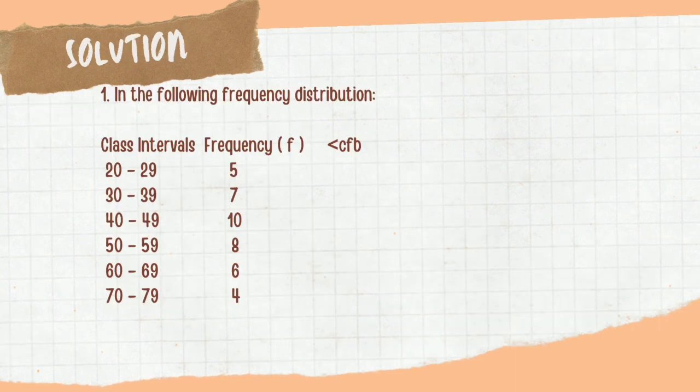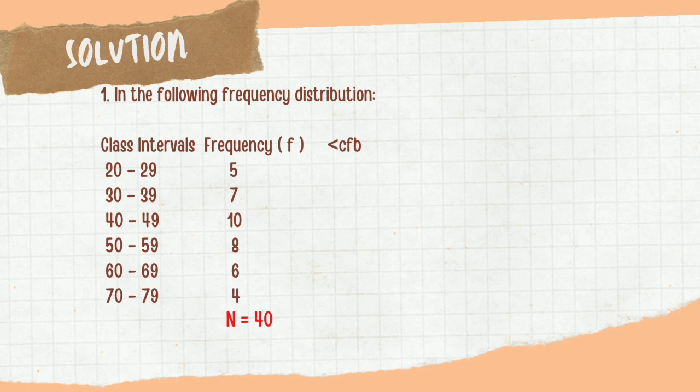So for example, in this given data, solve for the following. Here we have a problem where we got to find the D3 in this given table. So first things first, before going to find the D3, we got to find first what is N. To find N, we have just to add all the frequencies. So our frequencies are 5, 7, 10, 8, 6, and 4. Adding all these frequencies, the result is 40. So N is 40.